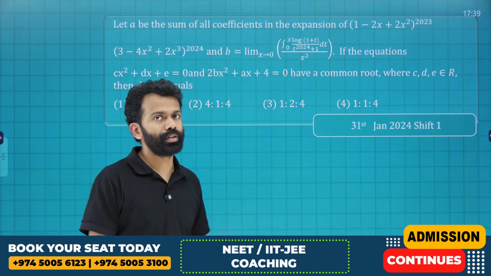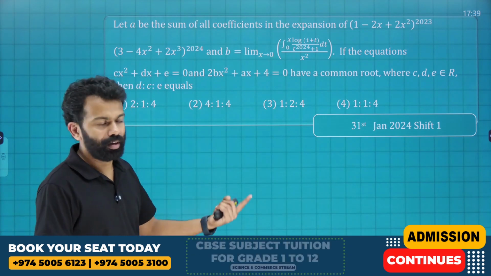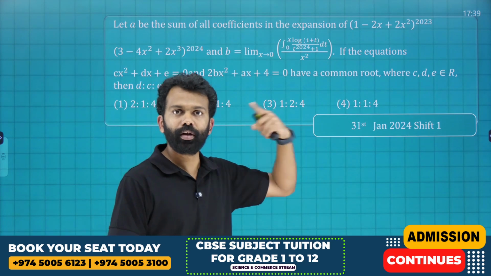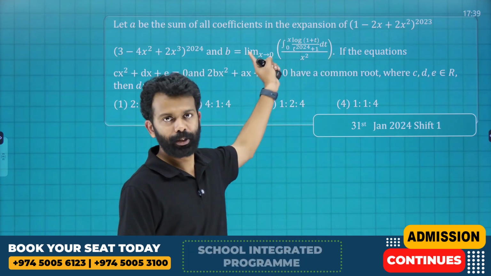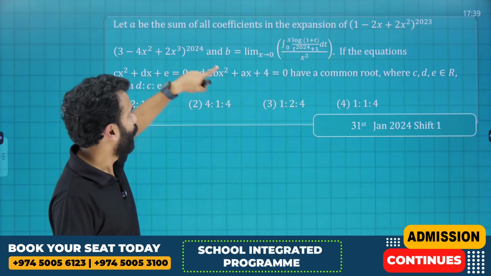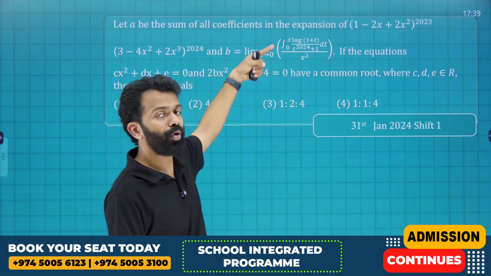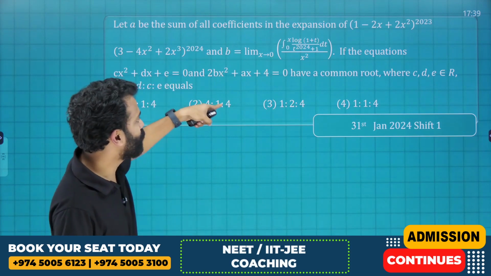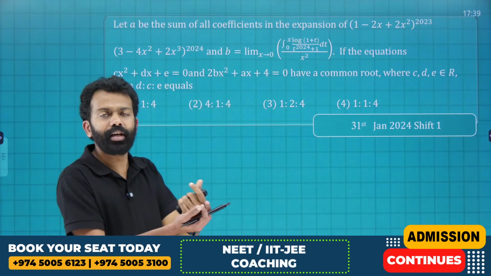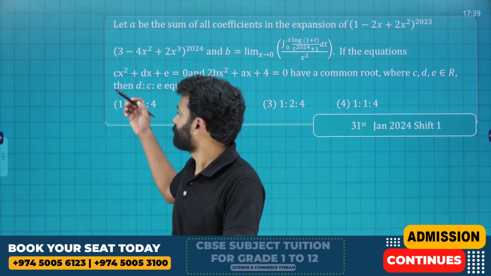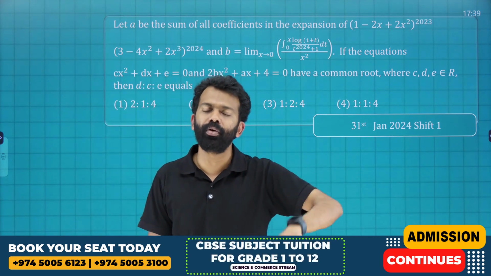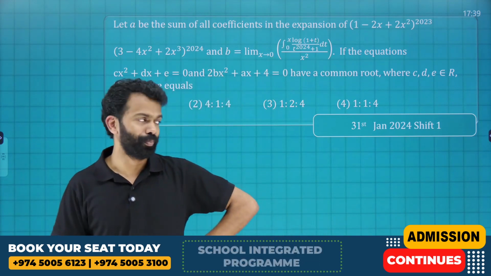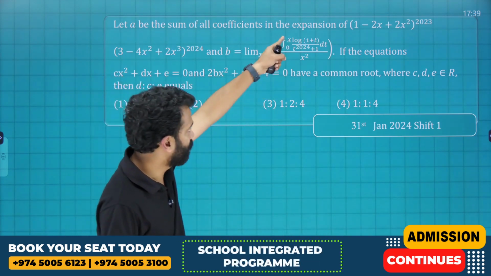See, about this question, to do this one, you need to find A and B first. To find A and B, you should have a good idea in the chapter binomial theorem, to find A. And to find B, you need to have a good idea about limits and integration. Okay, and to find the ratio, that is to get an idea about the coefficients here, you need to have very good grip on quadratic equations as well. Okay, let's do. So first things first, let's start with A.